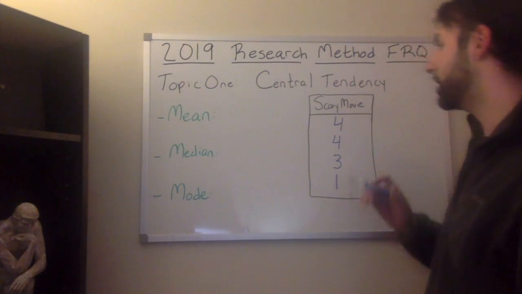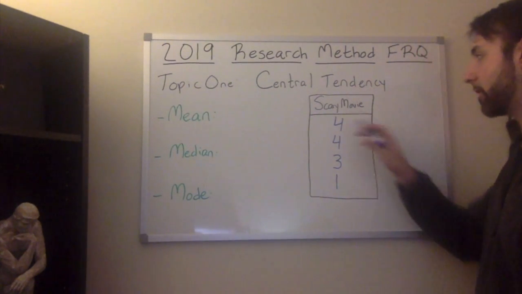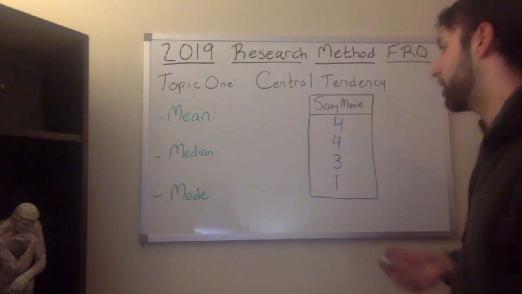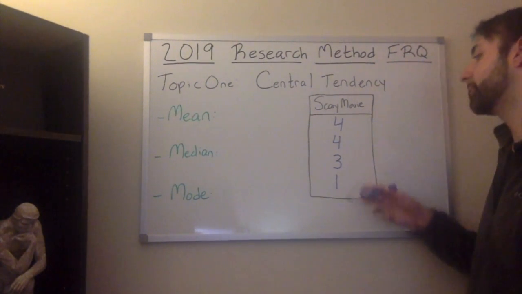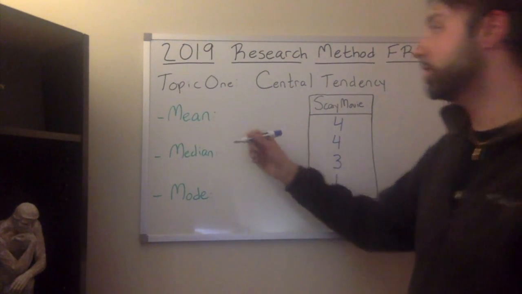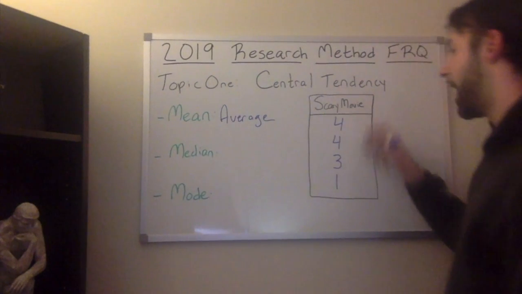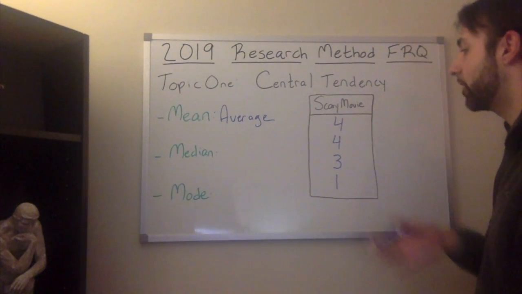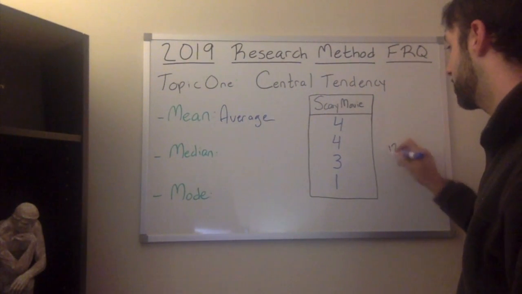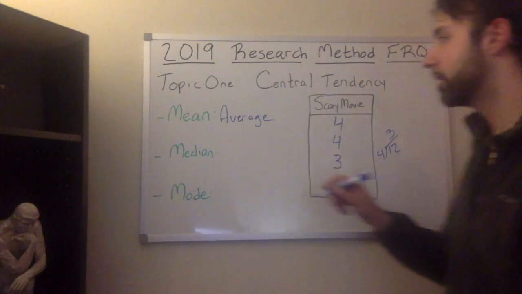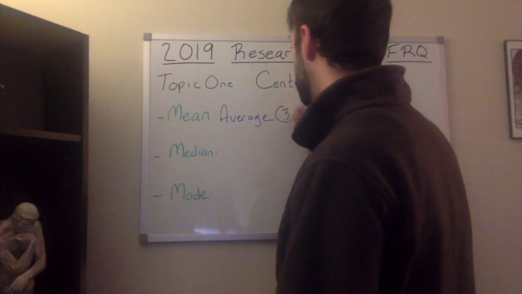Let's say I did a study and I showed a bunch of participants a scary movie and I calculated how many times they screamed while watching the movie. And I got the numbers 4, 4, 3, and 1. The average, which is what the mean means, we'd be adding these all up. This comes out to 12. 12 divided by the 4 participants comes out to 3. So in this case, our mean would be 3.